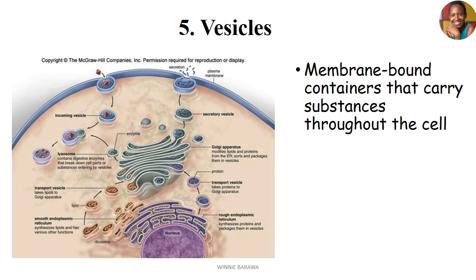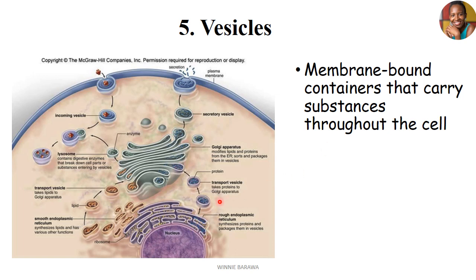Fifth is the vesicles. So the vesicles, in short, we can call them the transporters of the cell. The vesicles can be of different nature, but the main thing is these are membrane-bound containers that allow us to carry substances throughout the cell. They allow transportation of materials across the cell. If you need to take manufactured proteins from one point to another, you can use the vesicle for that purpose. If you want to take lipids from one area to another, the vesicles do that work.